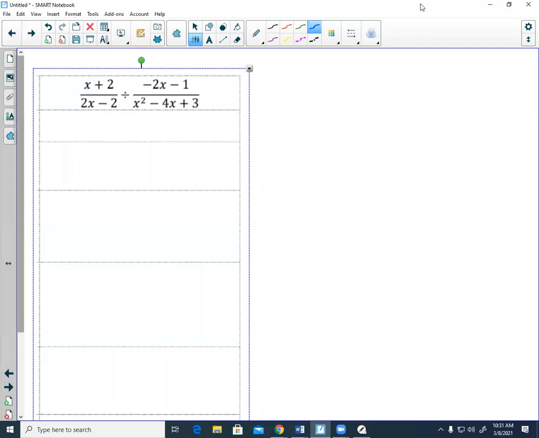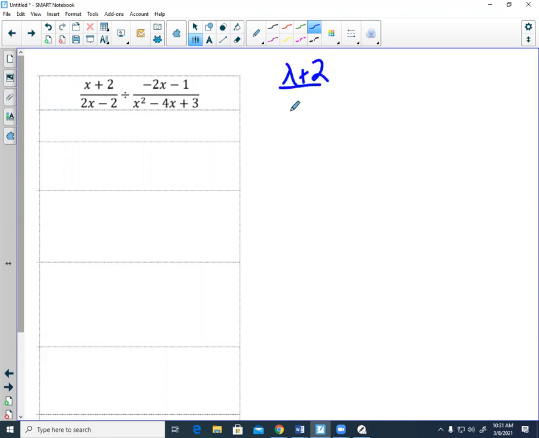So as we work through, again, obviously, this should have the first step where we would multiply by the reciprocal, right? So we're going to flip this, so it would end up being x plus 2 over 2x minus 2 times x squared minus 4x plus 3 over negative 2x minus 1.